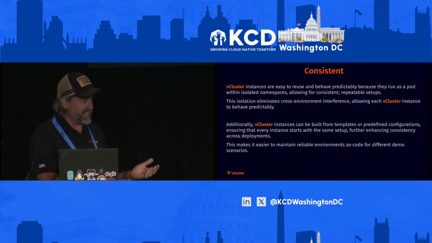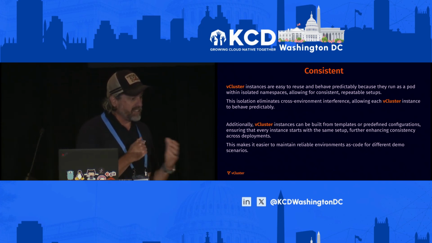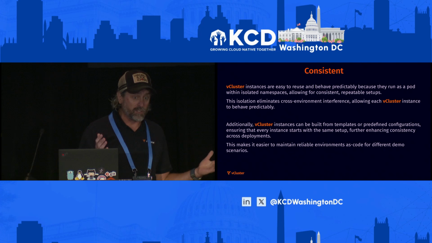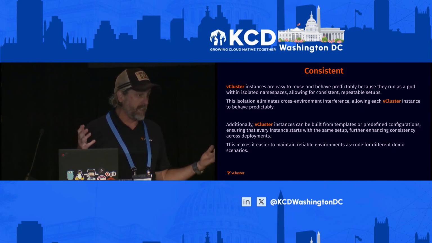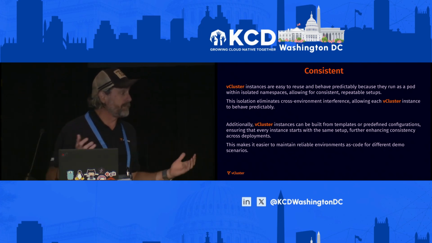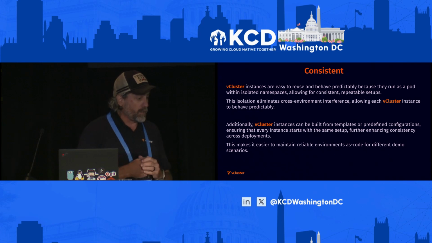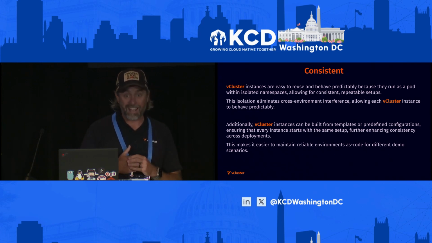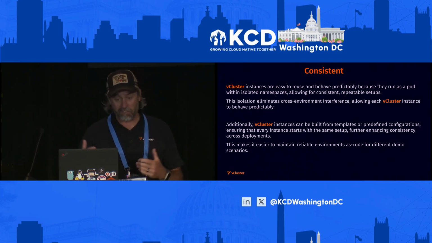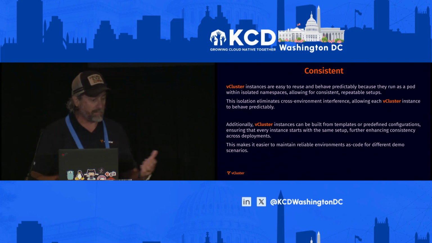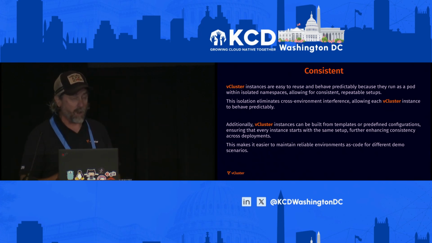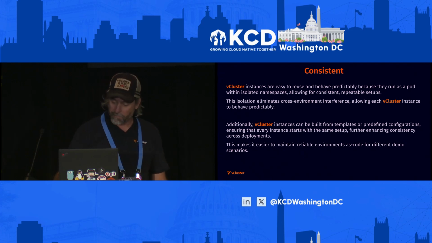They run as a pod in an isolated namespace. The isolation prevents interference. You can run multiple vCluster-based demo environments on the same host cluster without any interference with each other, even different versions of the same product. So it makes it easy to maintain reliable environments as code. I spun an environment up, and I'm not going to be able to demo it as part of this lightning talk. But if you come by our table, I'd be happy to show you that in 5 minutes or less, I basically have a full-fledged demo environment.